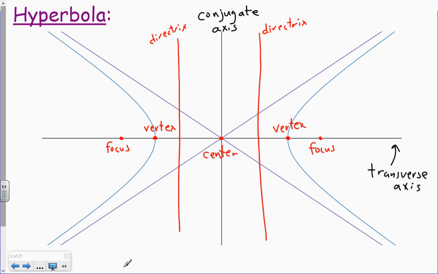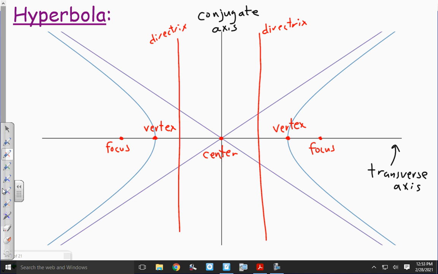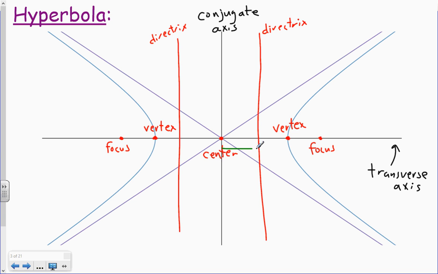All right, let's go ahead and label a few distances that we need to know. In particular, we have these values of A, B, C, and D again, but we do give them slightly different names here because of the fact that we're dealing with a hyperbola. If you measure the distance from the center, horizontally in this case, to the directrix, that is our directrix radius, so we call that D, just like we did with the ellipse.